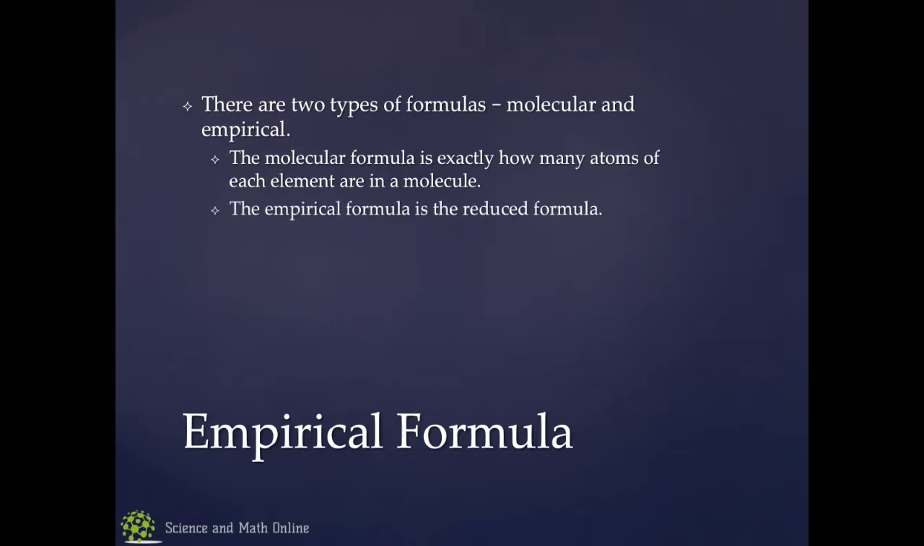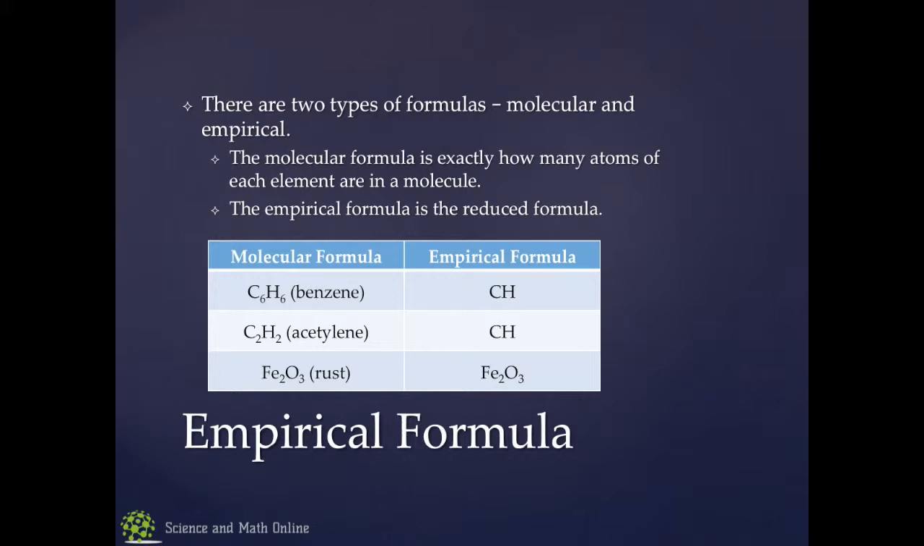The empirical formula is the reduced formula, kind of like how you would reduce fractions. So for example, benzene is C6H6, but its empirical formula is CH. Acetylene is C2H2, and its empirical formula is also CH. So even though they have different molecular formulas, these things have the same empirical formulas. And sometimes formulas can't be reduced, like rust. Fe2O3 is Fe2O3. There's no way to reduce it.